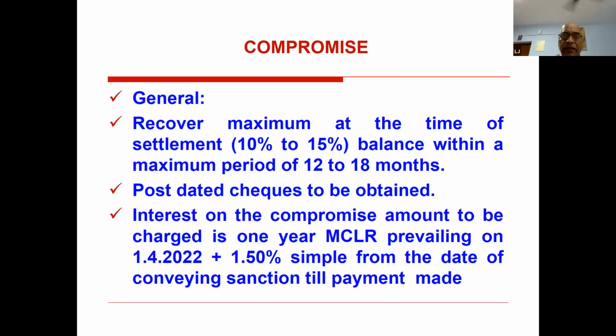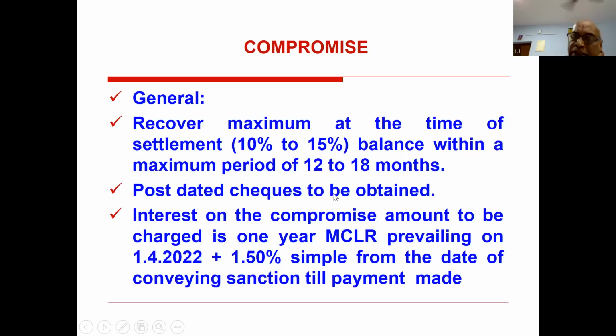One, try to recover the maximum amount on the date of settlement itself, or at least 10 to 15% on the date of settlement. You have to recover, because afterwards he will change his mind. Try to recover the maximum amount on the date of settlement, or at least 10 to 15% from the borrower. The balance you can recover within a maximum period of 12 to 18 months. You can give him time, you can recover.